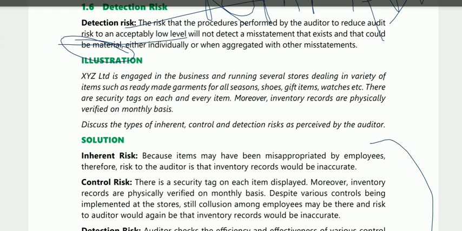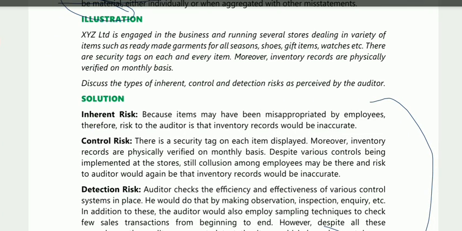So discuss the type of internal control and inherent risk, control risk, and detection risk. So what might be the inherent risk here? The inherent risk might be that because items may be misappropriated by employees, therefore the risk to the auditor is that inventory records would be inaccurate. So they are saying that there are several stores, there are security tags. Moreover, inventories are physically verified on a monthly basis.